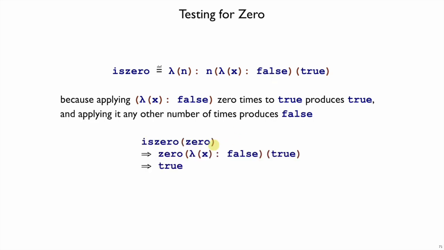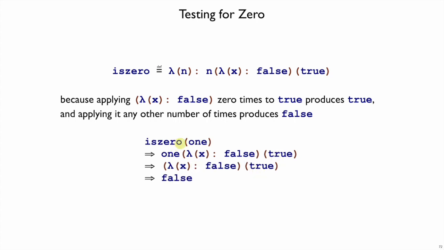Just to write this all out, if we pass 0 into is0, that means we 0 times apply lambda x. false to true, which means we just get true back. But if we pass is0 1, then when we use 1 on this function and true, that means we will 1 time call this function on true, which means the true goes in for x and we get false back. You may notice if we do is0 of 1,000, then we will end up doing 1,000 function calls to get a false back. So it's not necessarily very efficient, but again, we're just showing that encodings are possible.